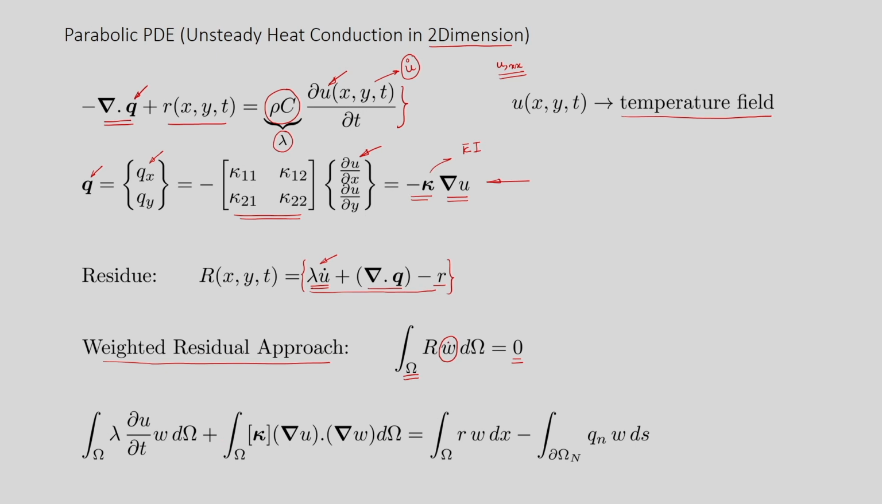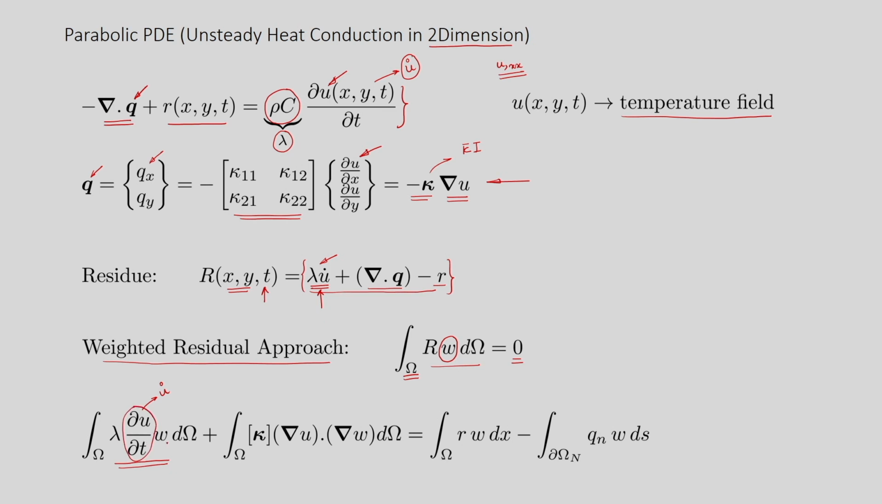Now, in this case the residue is not only a function of x and y, it also depends on time t. So, at every time instance we are doing the same thing, r times w integrated over the whole domain is equal to 0. Now, if I multiply r with w and integrate over the whole domain, what do we get? The first term, lambda u dot into w, is here as it is written. So, del u del t is basically u dot.